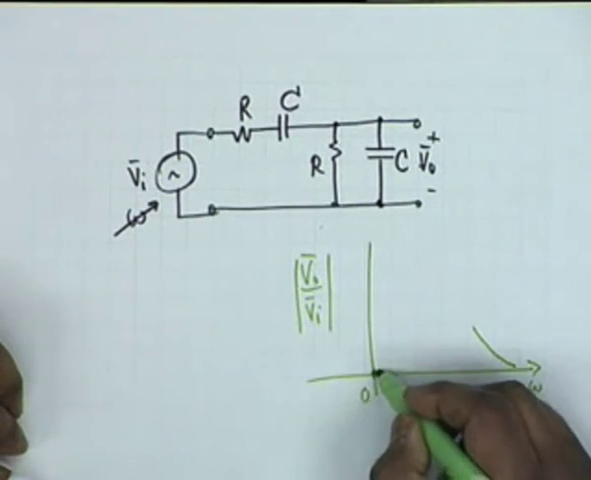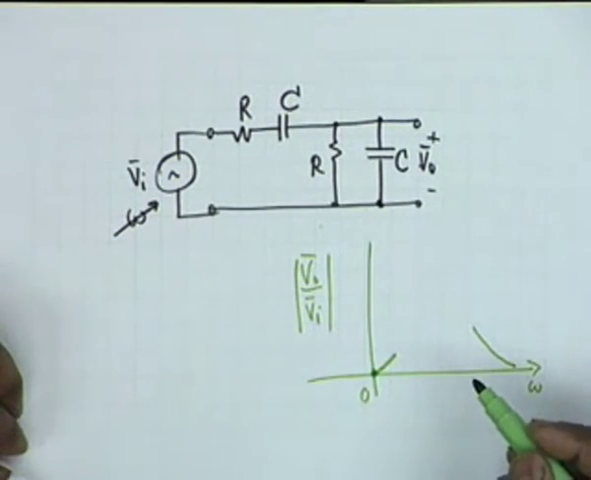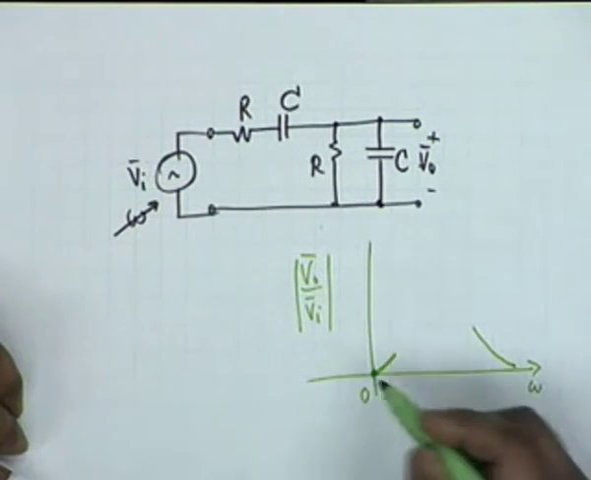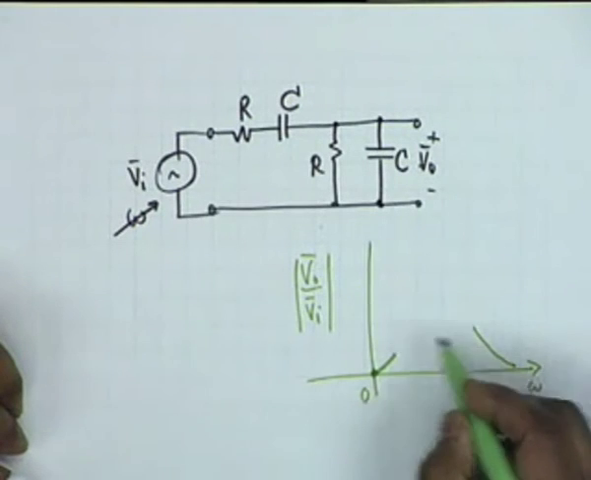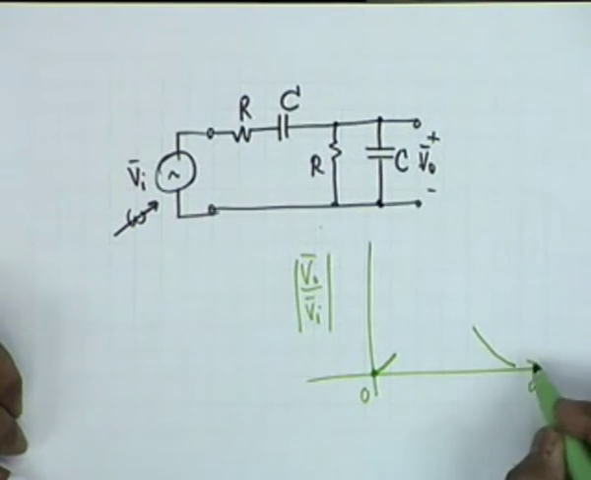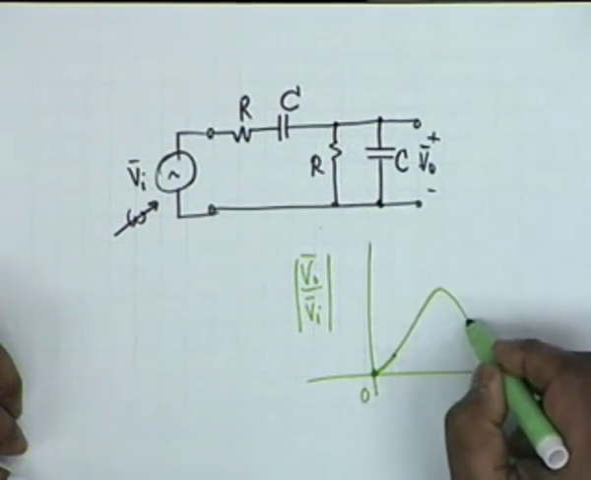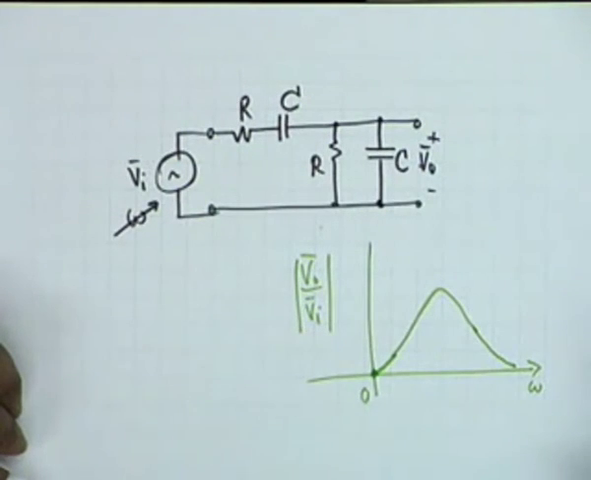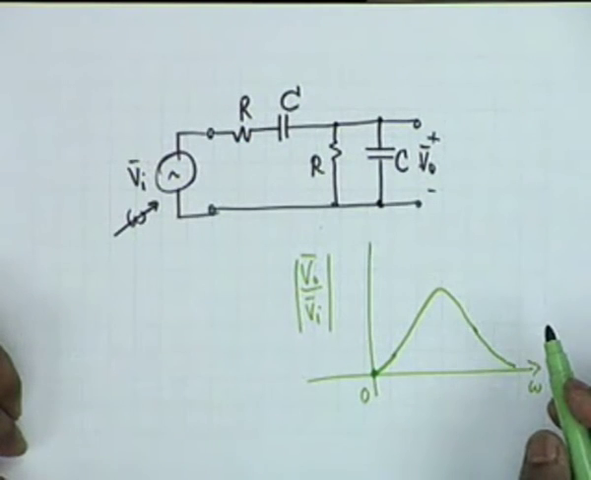Now in between, obviously there must be a maximum. The curve rises from here, the curve goes down at infinity, and therefore in between there must be somewhere a maximum, and therefore it acts as a band pass filter.